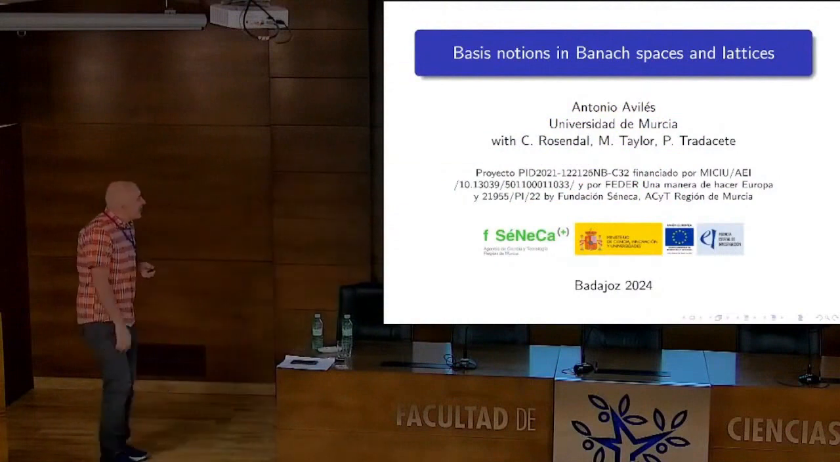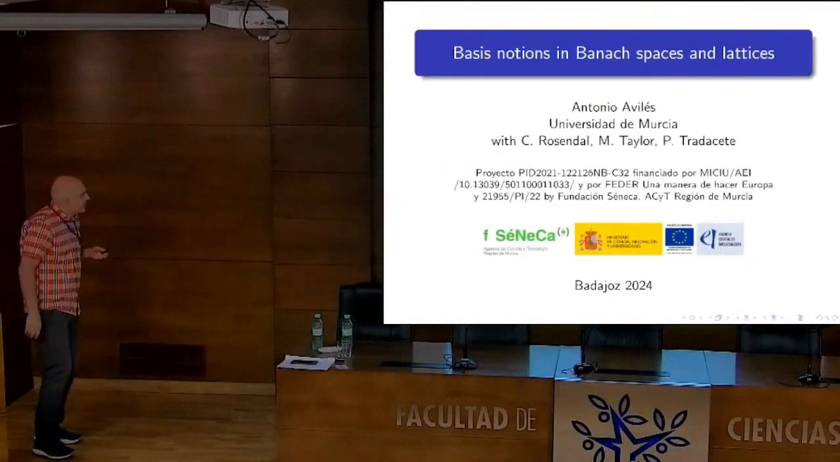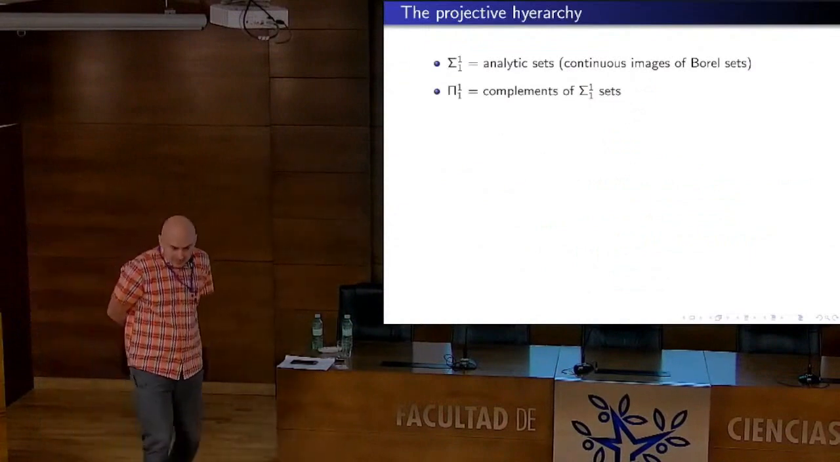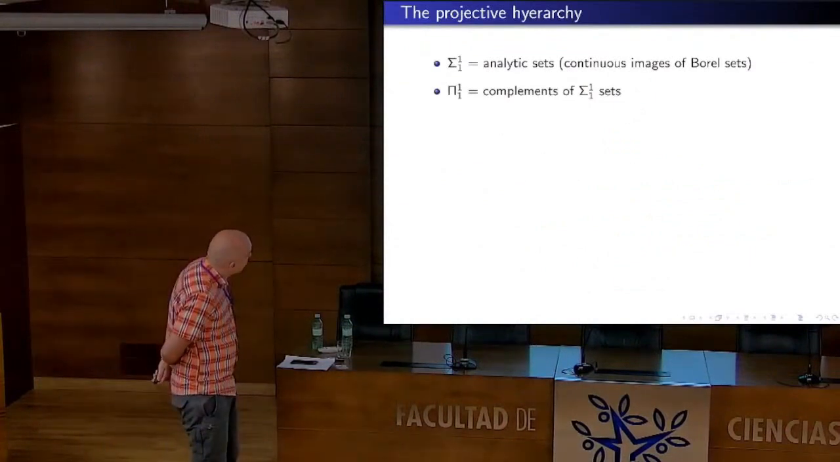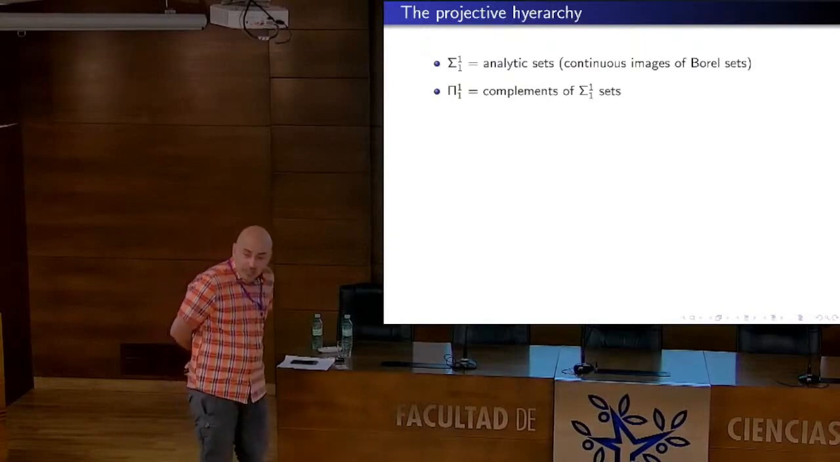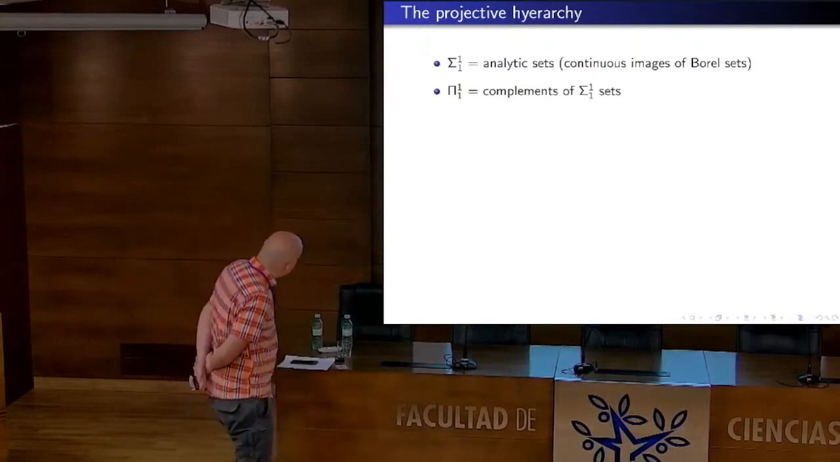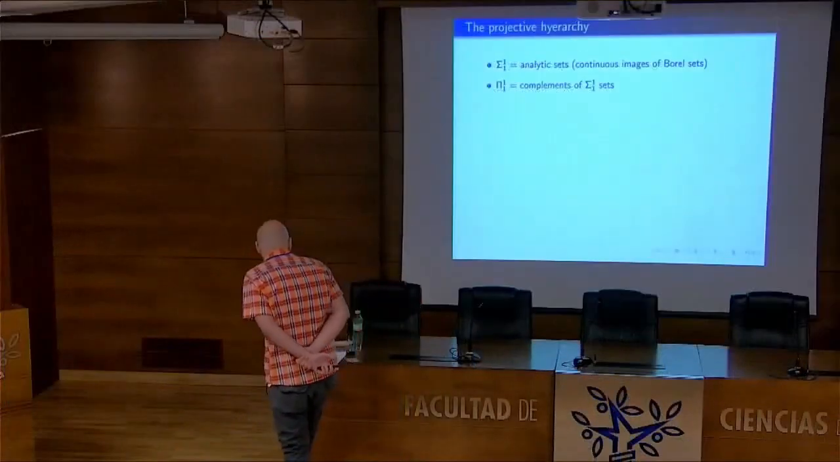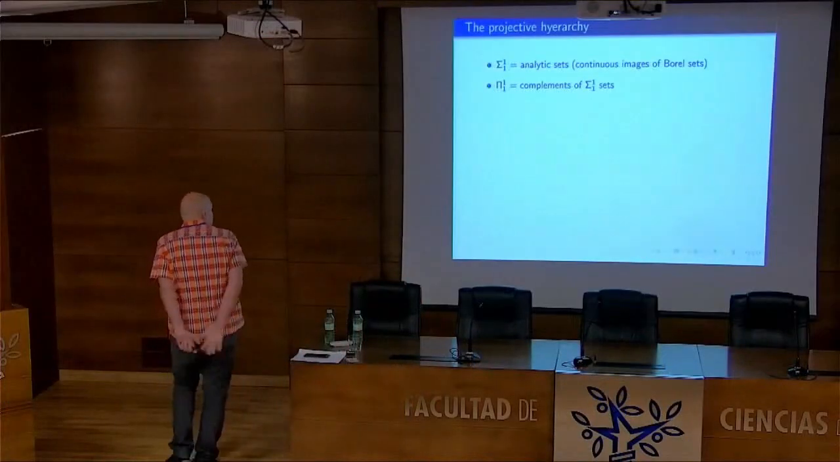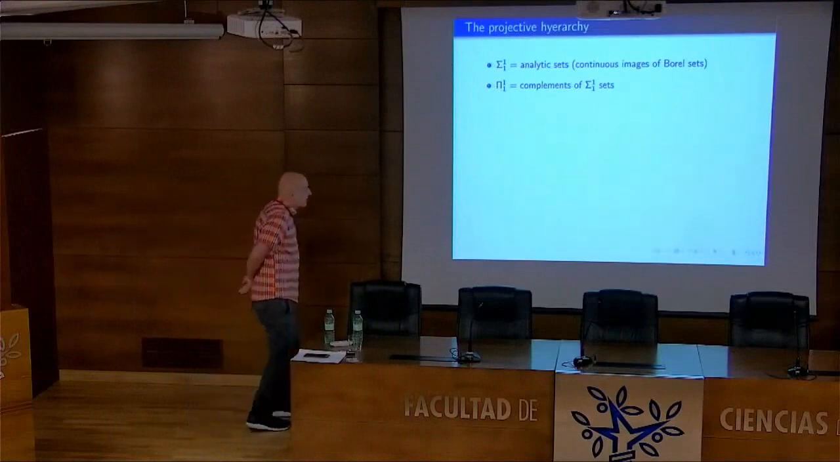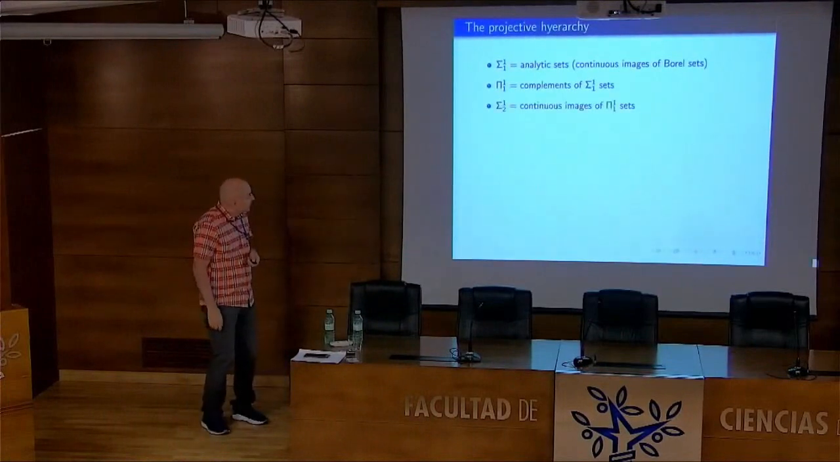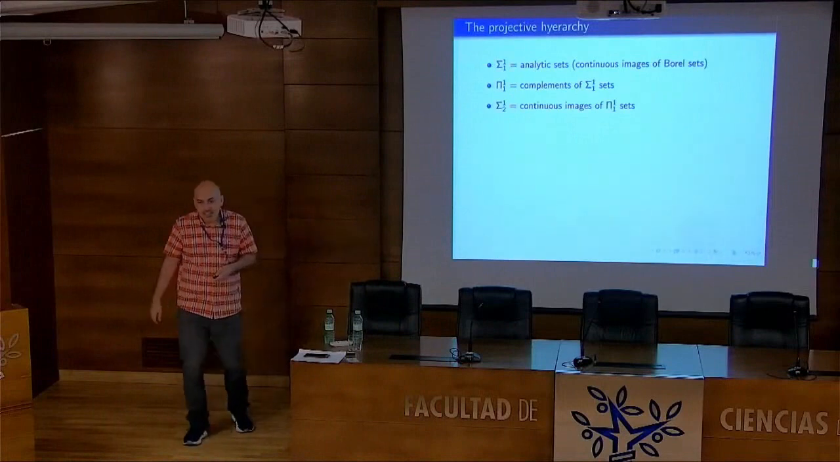So I'm going to start with some preliminaries. In previous talks, people have been talking about the Borel hierarchy, and we have seen analytic and coanalytic sets. The analytic sets were the continuous images of Borel sets, and their complements inside Polish spaces are the coanalytic sets. But I will go a little bit further in the hierarchy.